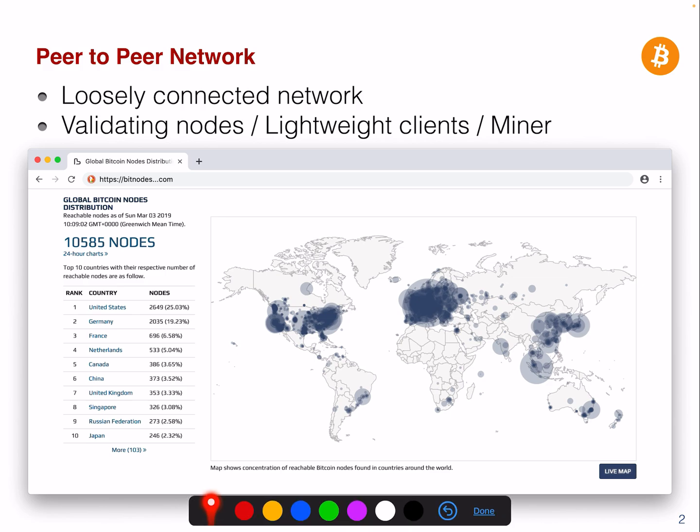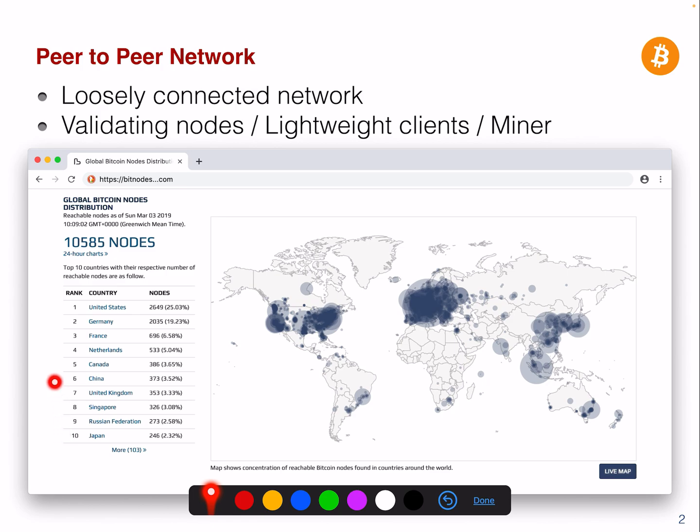This is the distribution of globally reachable nodes in the Bitcoin network, in a screenshot from 2019. This does not necessarily mean that these are all the nodes. These are the publicly visible nodes that have an open port on TCP port 8333. So this is the network that you can reach. Behind that, there are probably many more lightweight clients, and also a certain set of miners.